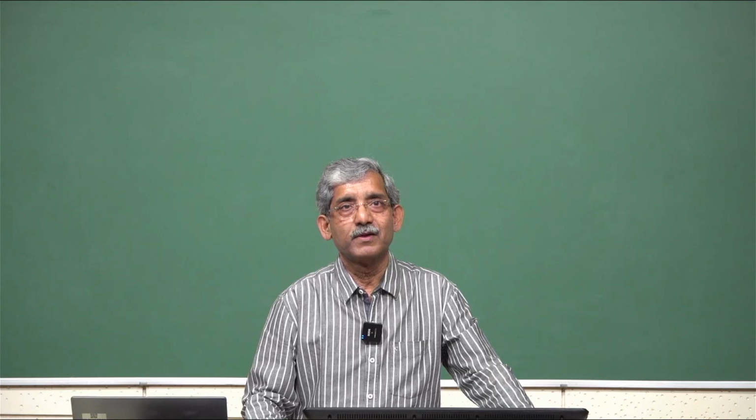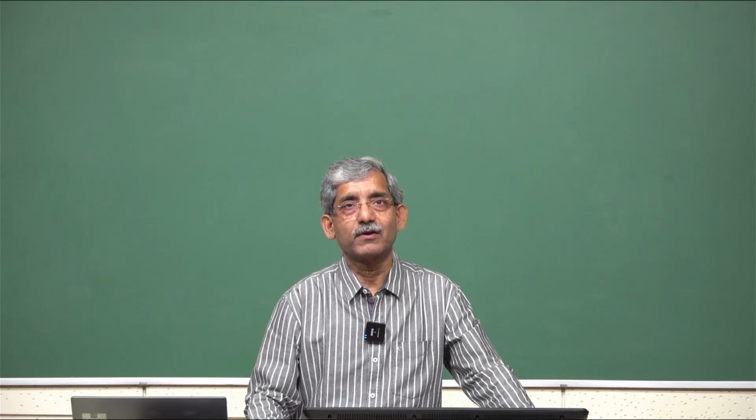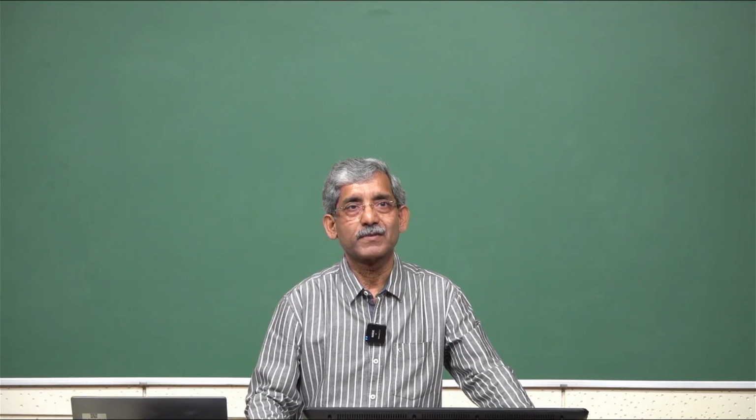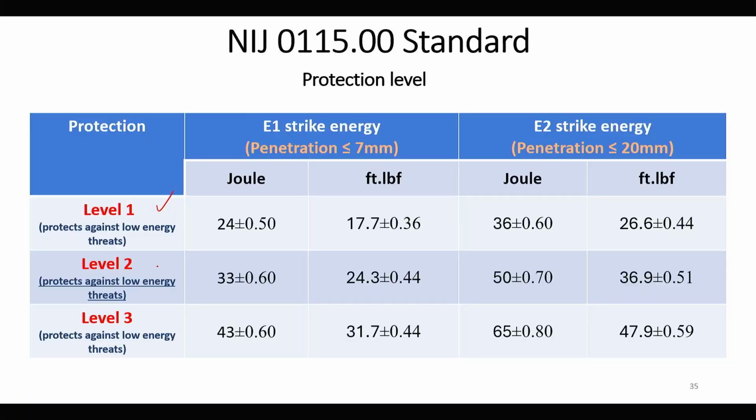Hello everyone. So, we will continue with the NIJ standard for stab protection. We have discussed that there are 3 different levels, level 1, level 2, with 2 different types of striking energy, E1 level and E2 level, for different types of protective textiles.